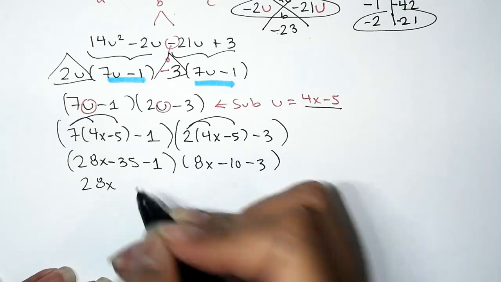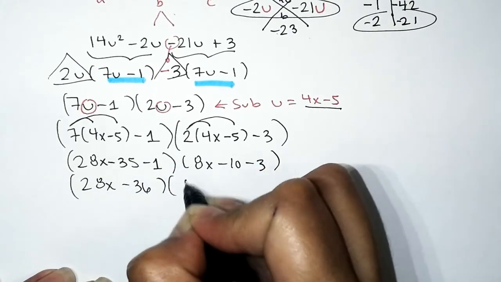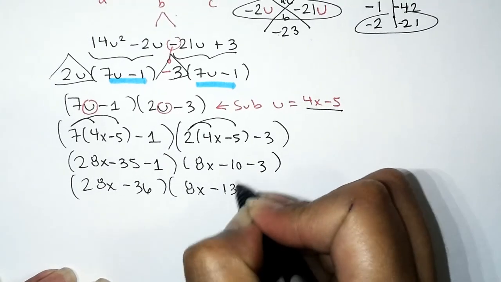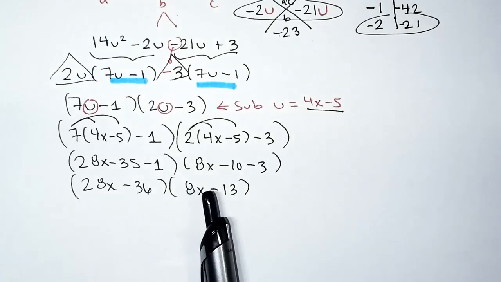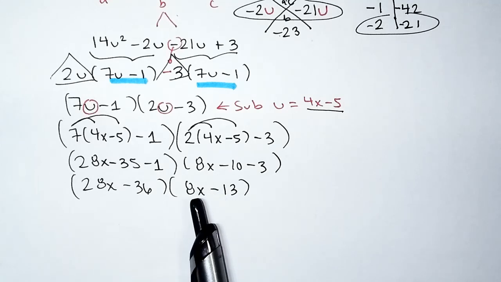-35 minus 1 is -36. 8x, -10 minus 3 is -13. Cool. I'm crying because we did it. So the directions read factor completely. So factor, what does that mean? That is code for write me as a multiplication problem. We do have a multiplication problem, but I want to know, did we factor all the way?